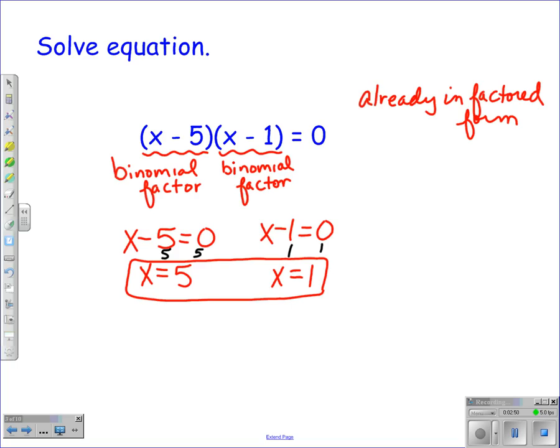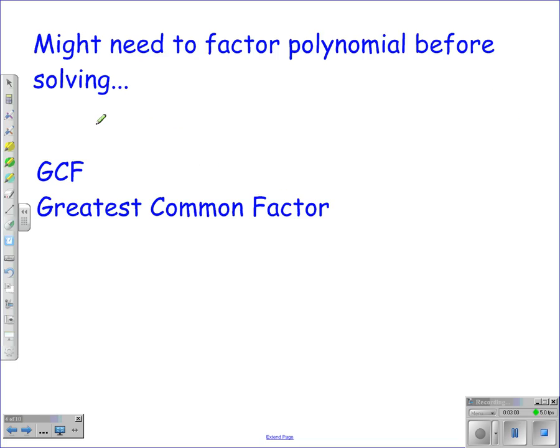Again, this equation was already in factored form for us, and we set each of the factors equal to 0. You might need to factor polynomials before you start solving. And one of the things to look at is to check for the GCF, in other words, the greatest common factor.